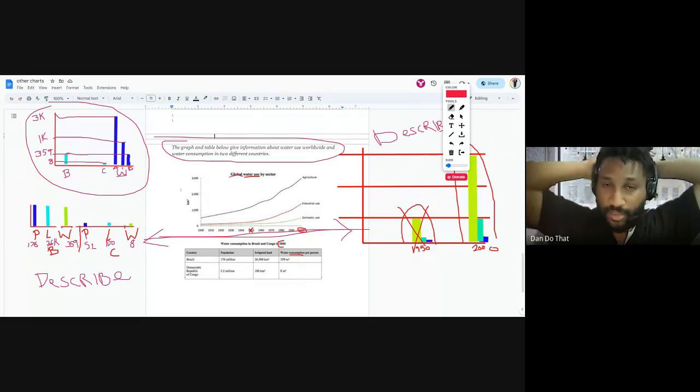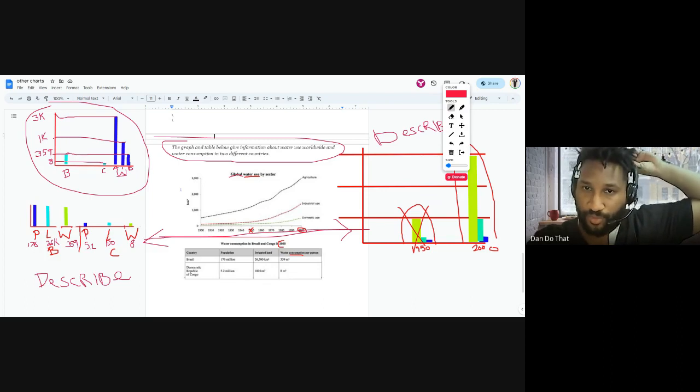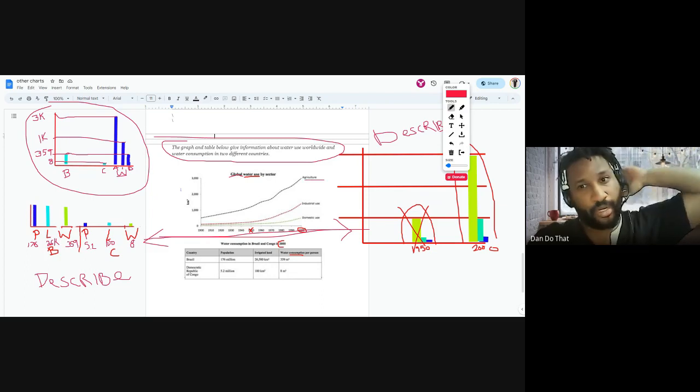And then you'll say the line graph details water usage or details worldwide water consumption by, you can't say sector, but you can say industry, agriculture industry, factory, in, I don't know, in.